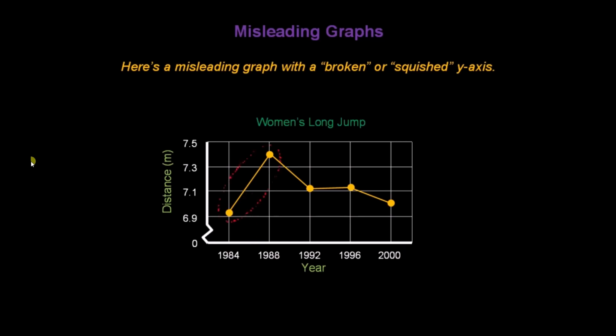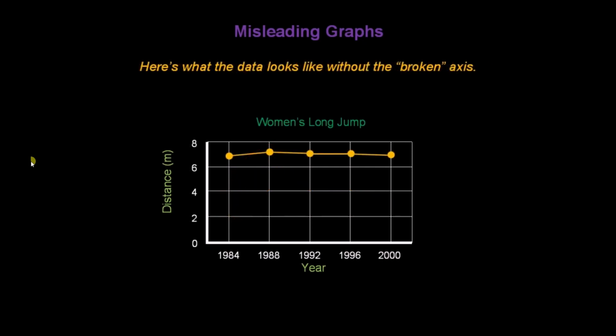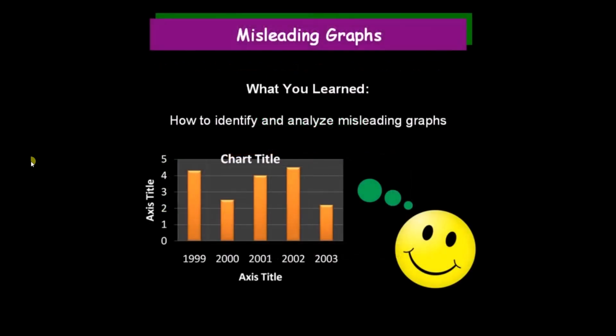It looks like there was a huge difference in the women's long jump distances between 1984 and 1988. If we actually made this graph not squished with the 0 at the bottom, it would look like this. And yes, there is a difference between 1984 and 1988, but it's not as dramatic as the misleading graph made it look. Congratulations! You've now learned how to identify and analyze misleading graphs.